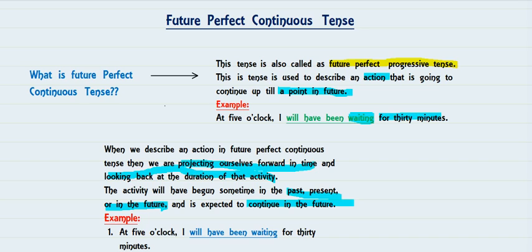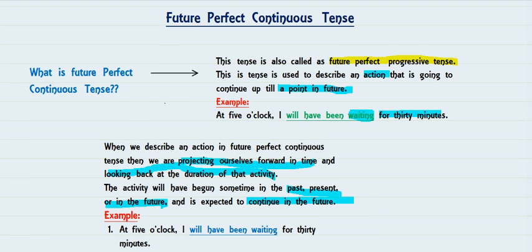Let's see one more example. This example says at 5 o'clock I will have been waiting for 30 minutes. Now this example is the same that I have used above, and this is again telling us that he will be waiting for 30 minutes at 5 o'clock. Now again a time duration is assigned over here.